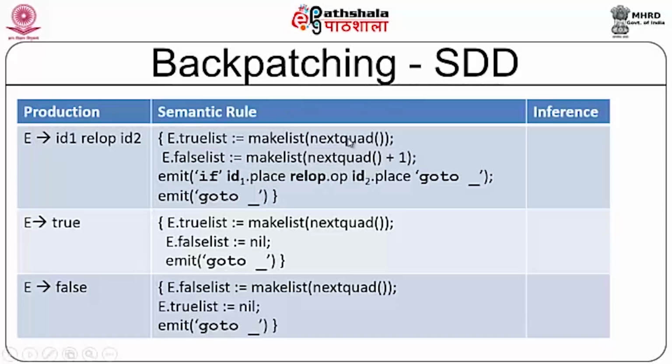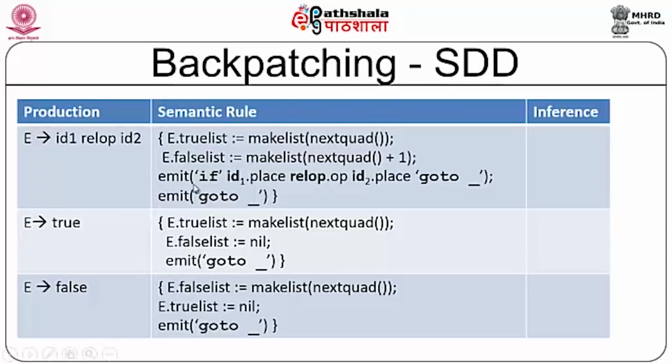And what will be false? Normally we say if A less than B, go to true, go to false, right. So that go to false will be the next line number following the current line number. Therefore false list will be makelist of nextquad plus 1. And after that you emit the three address code: if id1.place relop.operator id2.place, go to dash, go to dash. So this is what will be emitted. This first line will be the E.truelist line number, which is nothing but 100, for example, and this will be 101, corresponding to the E.falselist line number.